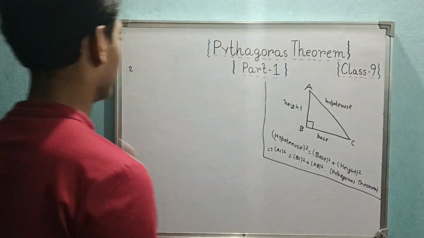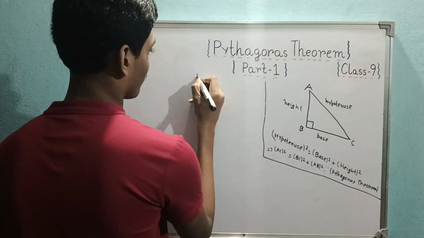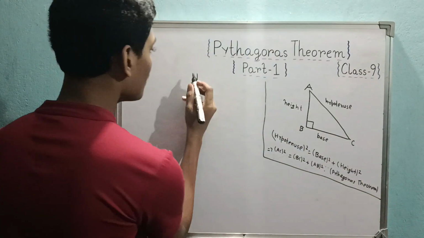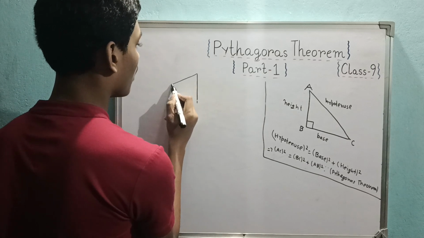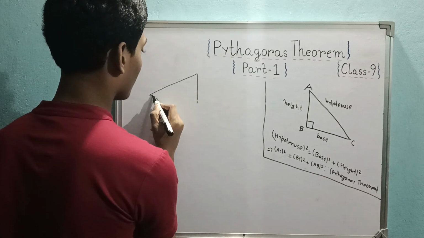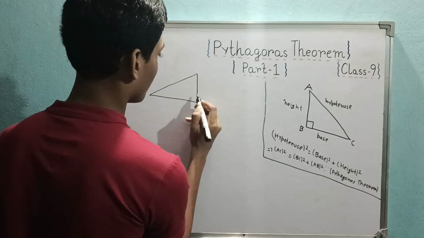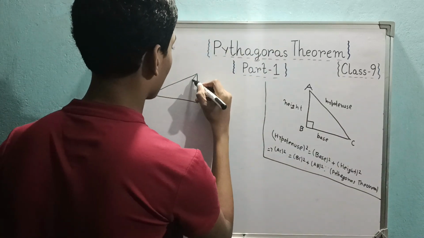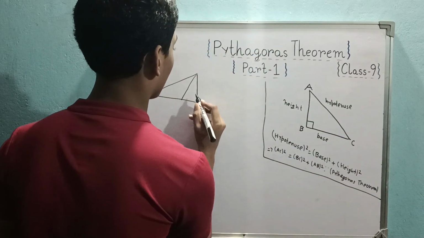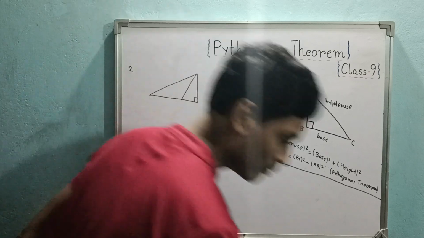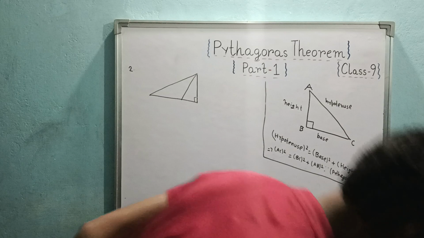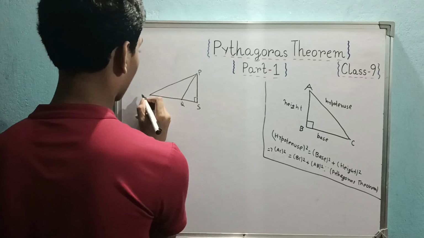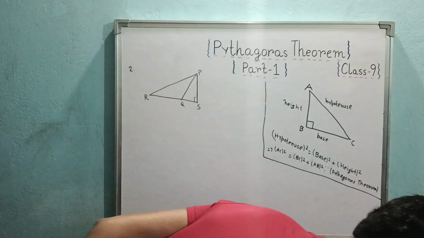Here I have a diagram. How does it look? Let me just see. Something like this, I think it is like this, yes. And then there is another line here, and here it is a right angle. It is given some points P, Q, S, R.